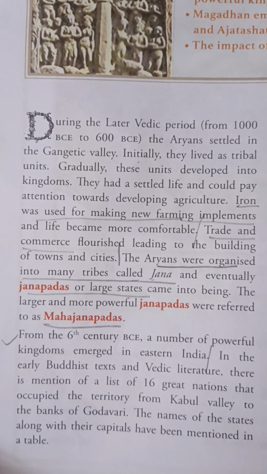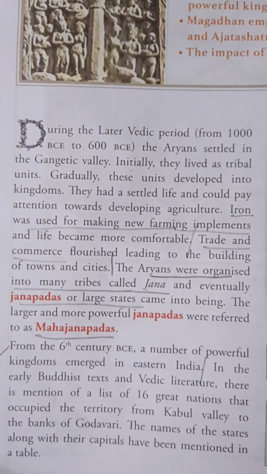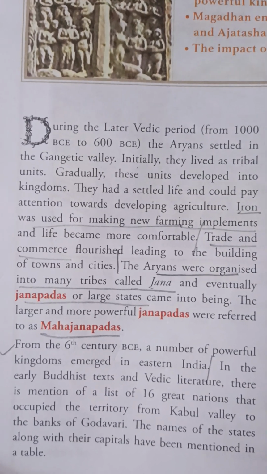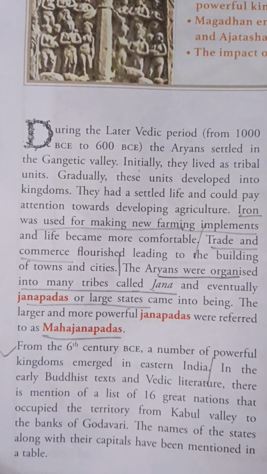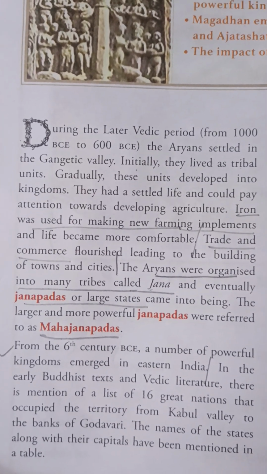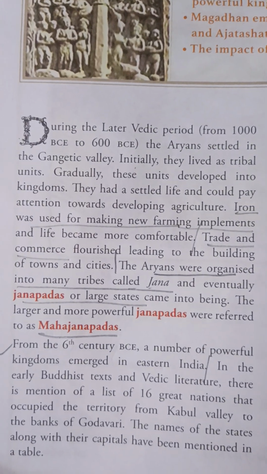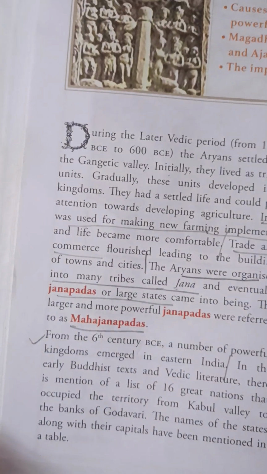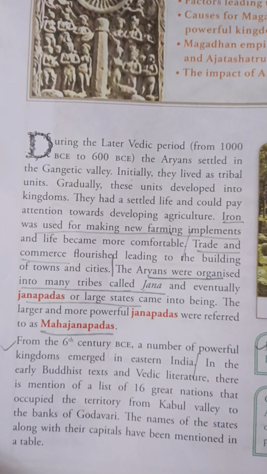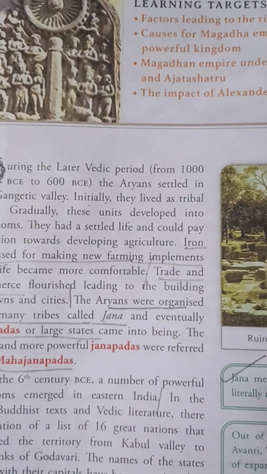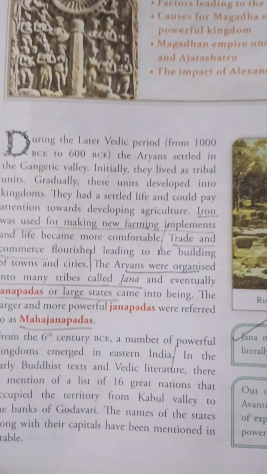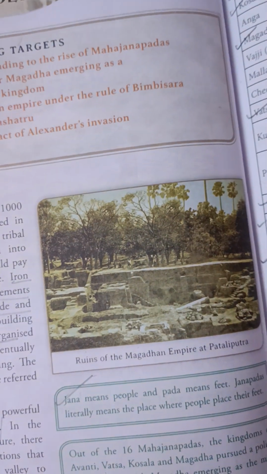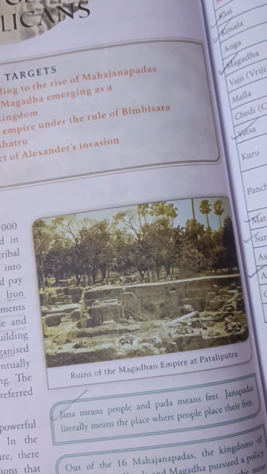The Aryans were organized into many tribes called Jana, eventually Janapadas, or the large states. The large and more powerful Janapadas were referred to as the Mahajanapadas. From the 6th century BC, a number of powerful kingdoms emerged in eastern India. From them, 16 Janapadas were very important, which we will learn now.